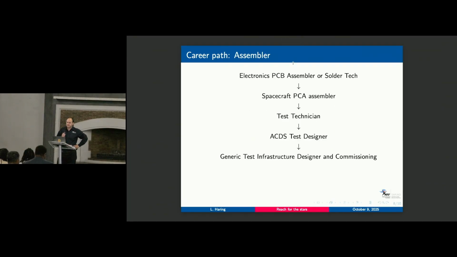If you start out as an assembler, maybe you just did electronics PCB assembling, or as a solder technician for maybe Denel or Hensoldt or whatever. You can upgrade that by getting a small course. You can become a spacecraft PCB assembler. You just have to carpet bomb them with about 1,000 CVs, but it's doable. Then you can become a test technician, upgrade that to an ADCS test designer. So you design it for the company, integrate that into a database. And then if you get more money, yeah, you've got enough experience. Everyone's going to hire you.